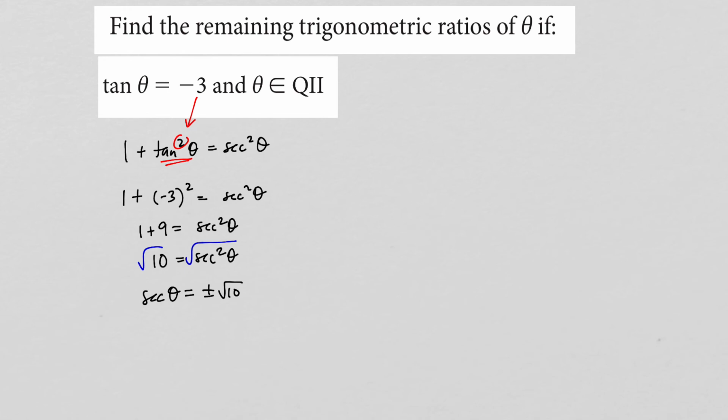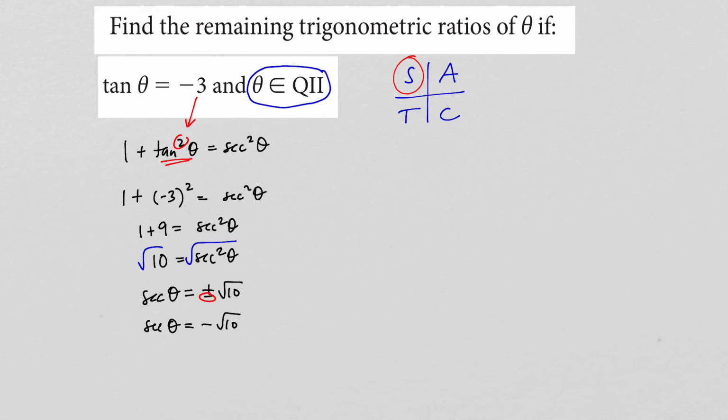Now, it's not plus or minus. We have to select the right one. So, again, we need to look at the fact that theta is in quadrant 2. And in quadrant 2, we know that sine and cosecant are positive, which means the rest of the trig functions are negative, including secant. So we are going to select the negative sign here. So secant of theta is equal to negative square root of 10.